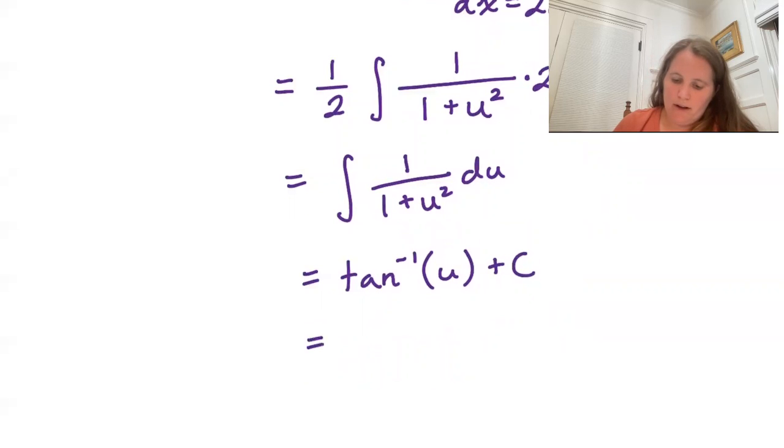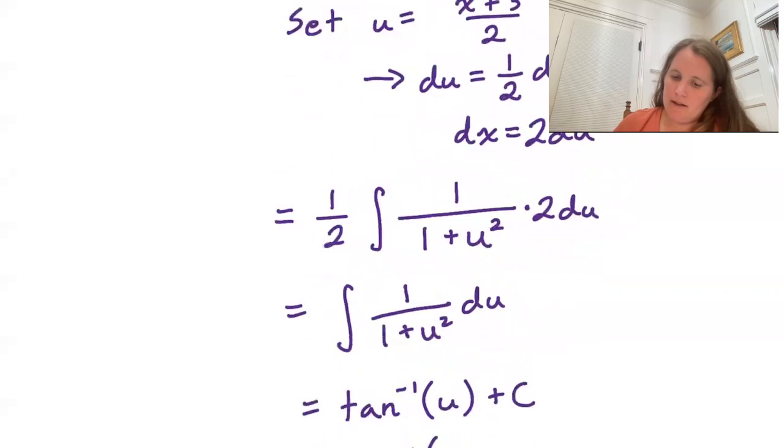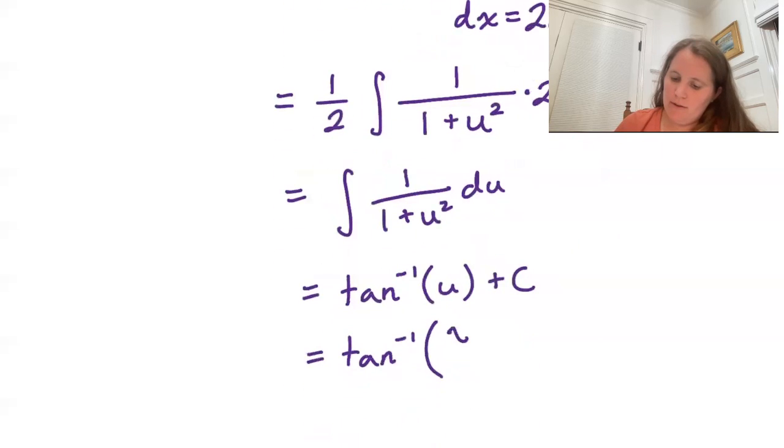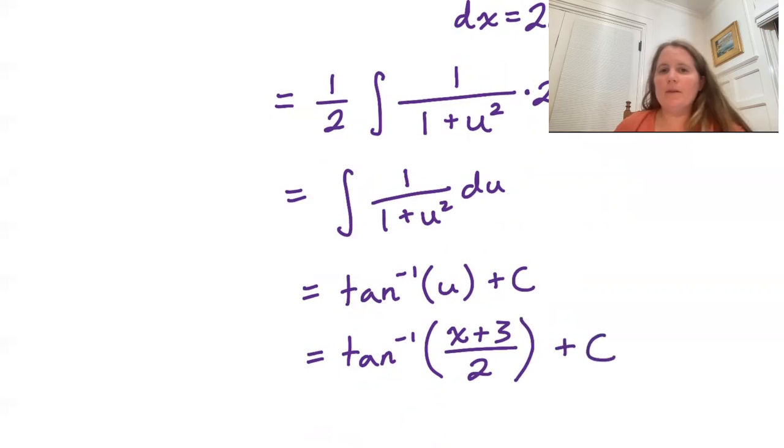From there, we can go ahead and plug back in. So we are looking at tan inverse of, we had x plus 3 over 2 is our u, and then plus c.